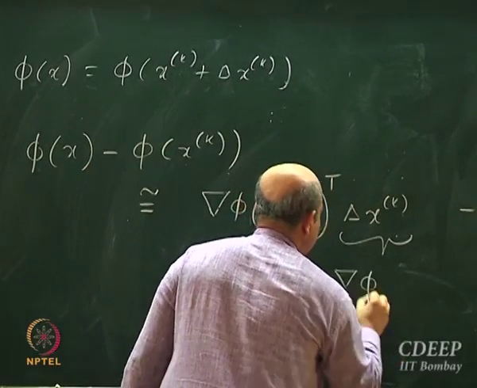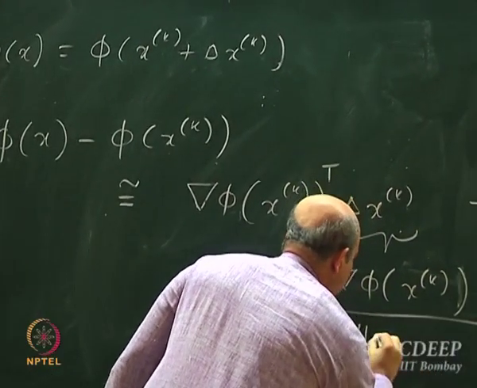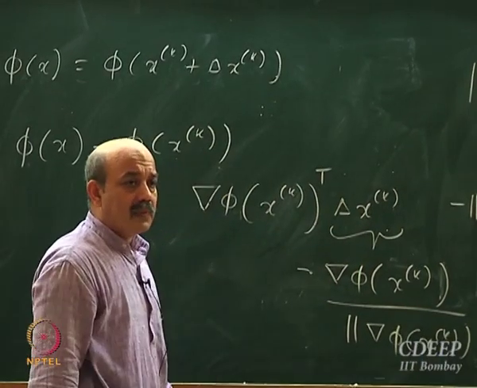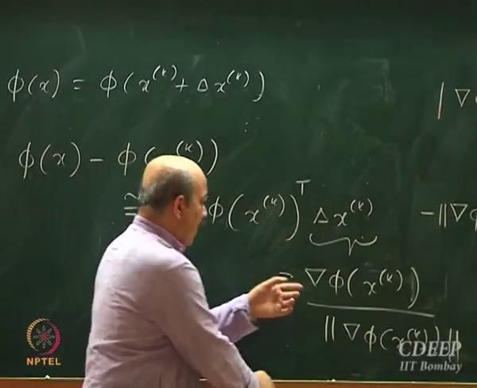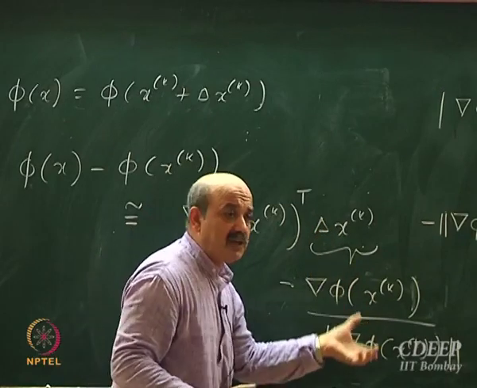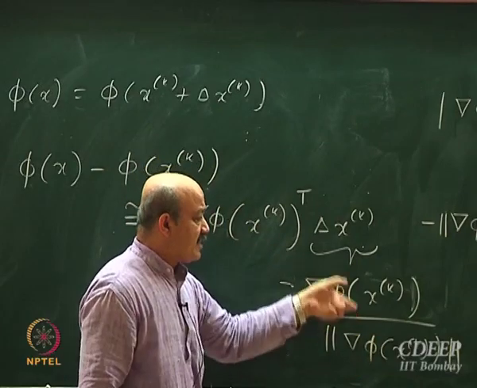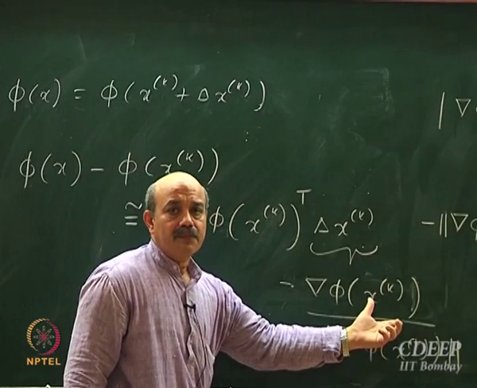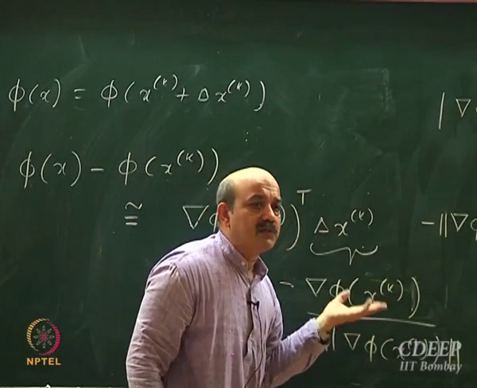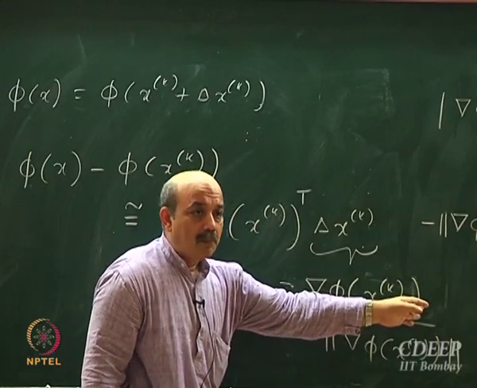If this is grad phi xk divided by norm, right? Okay, and negative of this. Why am I dividing by this? Because I am looking at unit vectors. So this is a unit vector. What will be this transpose this, the square of the... what will be this transpose this? Inner product. Inner product of a vector with itself is the square of the norm.